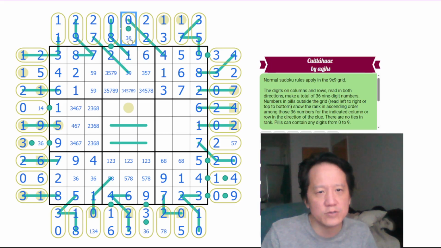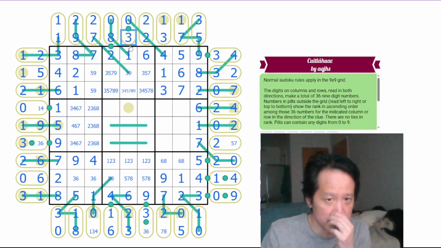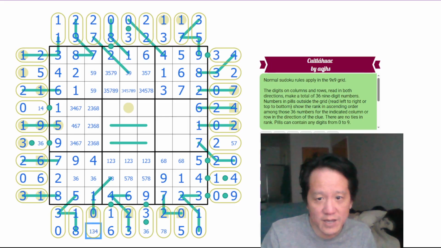This cannot be 06, because the rank has to be 1 through 4, so this is 03, which means this can't be 03. This is 01 or 04. This is 01 or 04. We don't know which. That means this can't be 1 here. This can't be 2 here. We don't have anything else there.